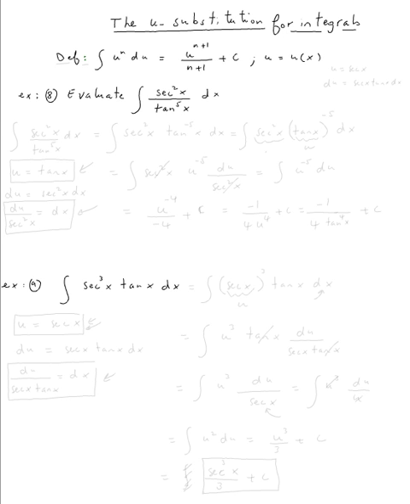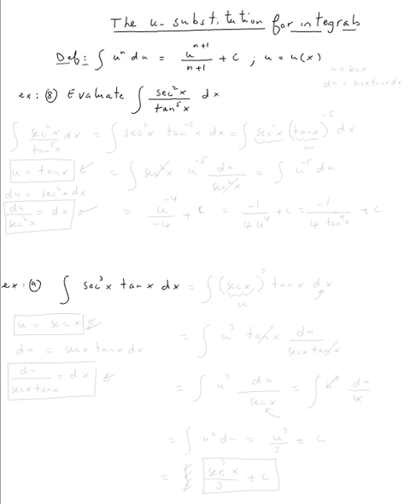The topic here is the u-substitution for integrals. Again, we're looking at the definition of the power rule for integrals: the integral of u^n du is equal to u^(n+1) over n+1. So let's do example 8. We need to evaluate the integral of secant squared x over tangent to the fifth x dx.